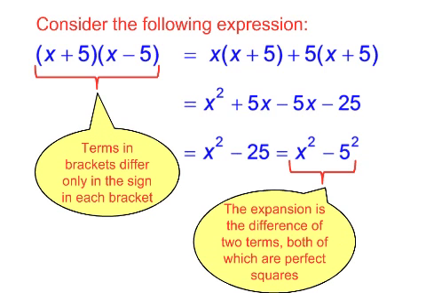In other words, what we have here is terms in brackets that differ only in the sign in each bracket on the left hand side, and the expansion on the right hand side is the difference of two terms, both of which are perfect squares, x squared and 5 squared.